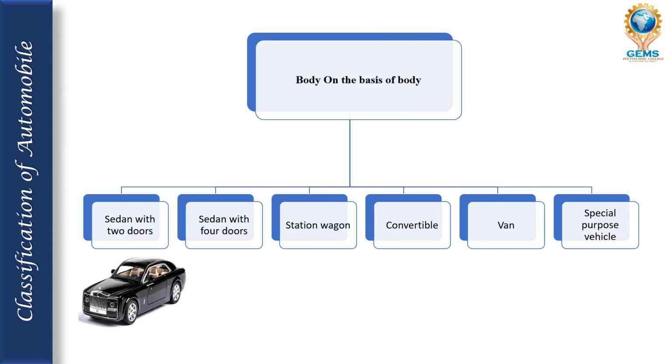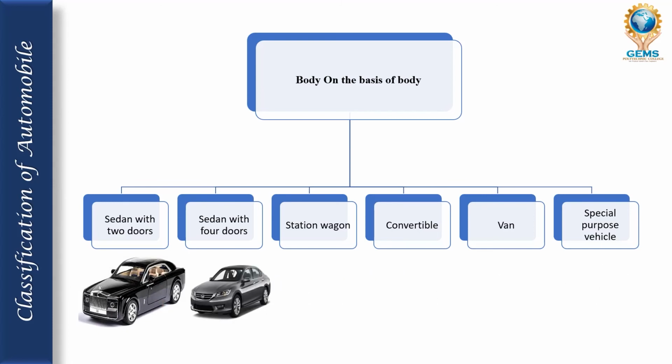See here, this is one type of sedan with two doors. It has only two doors. If you see here, there is only one door on this side, and two members can sit. So it is a two-door vehicle. I must not say it's a car, I must say sedan with two doors.